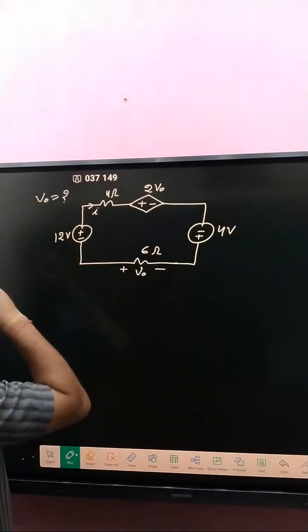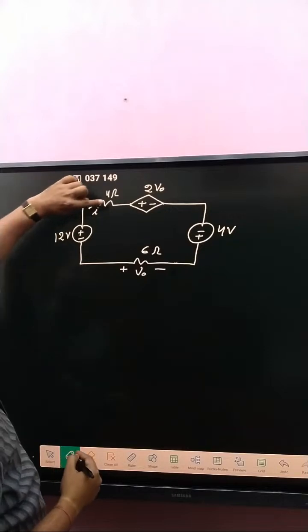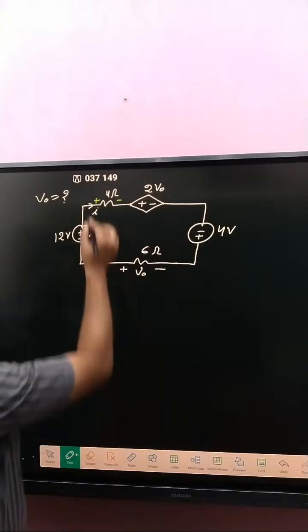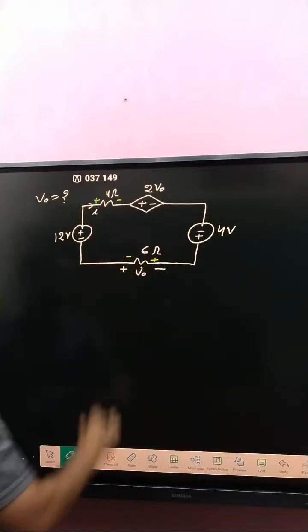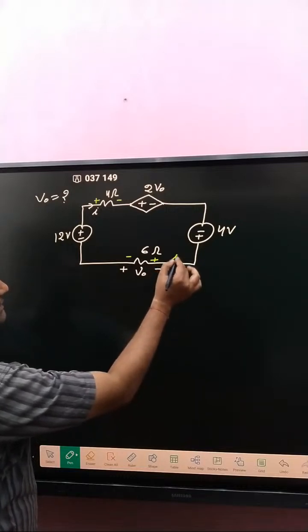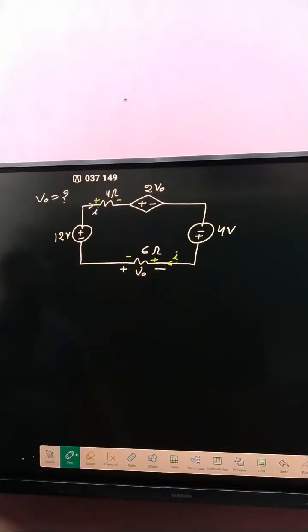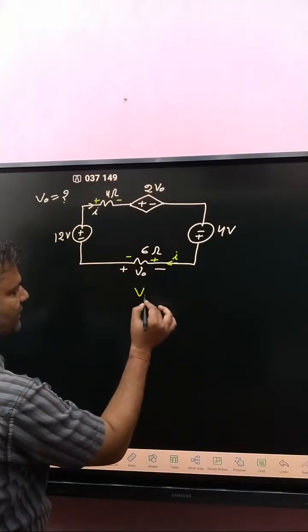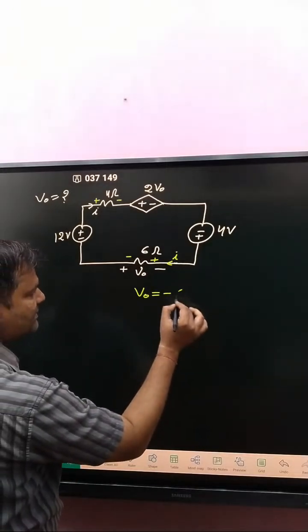Minus 2 plus. First of all, what about current I? Entering from here to here, so plus minus, corresponding to that one here, plus minus. Okay. Clear or not? What about V naught? Current I is entering from positive to negative, but the polarity of V naught is given minus to plus. Okay. V naught is basically minus 6I.